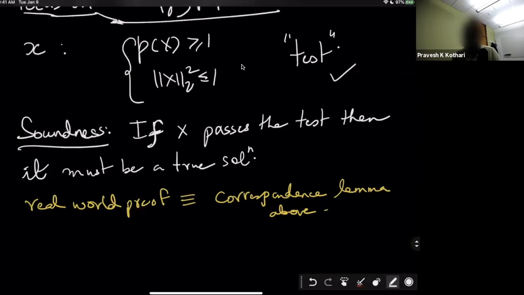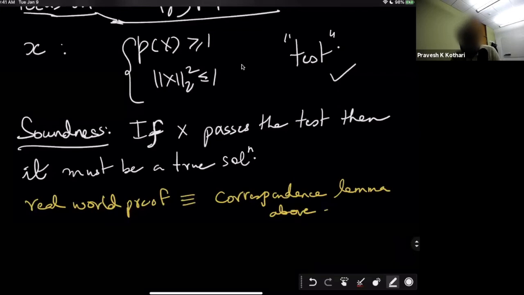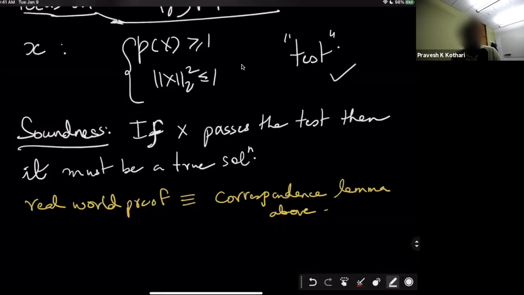How do I phrase the conclusion of the soundness? How do I say that if X passes the test, then it must be a true solution? What's a polynomial inequality way to state this? Let's start with attempts. And the point of this exercise, by the way, is that sometimes guessing the right statements, or composing the right statement, is not so straightforward. It requires at least some momentary thought.